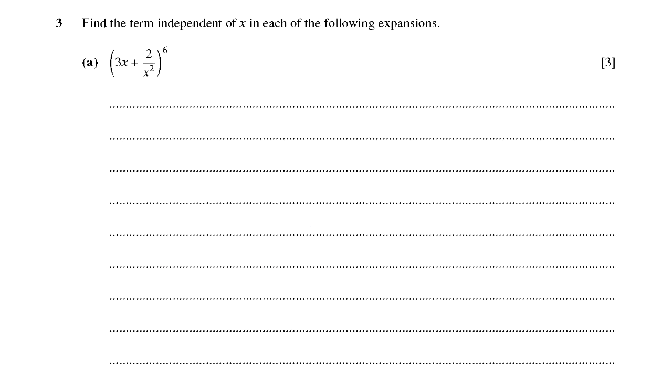Question 3 is find the term independent of x in each of the following expansions. The first one is in brackets 3x plus 2 over x squared to the power of 6. So you have to remember how to do a binomial expansion and then find the term they're talking about. Well, a term which is independent of x means that the term doesn't have an x. Independent of x means it exists without an x. And so we're looking for a term that doesn't have an x value in it.